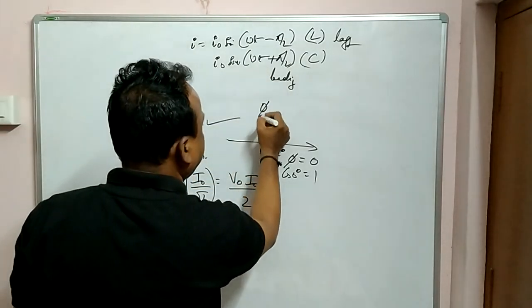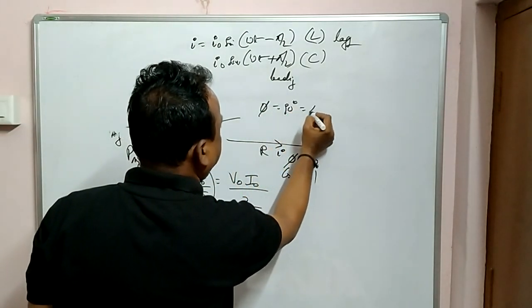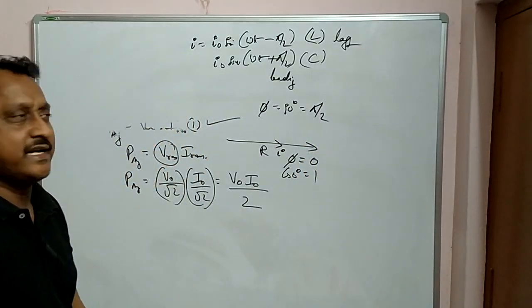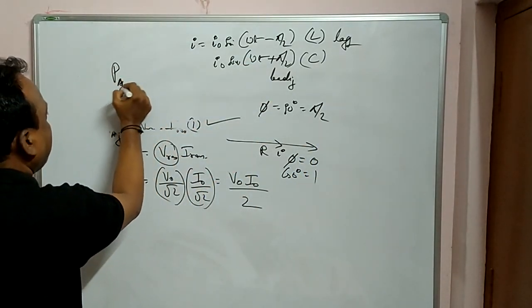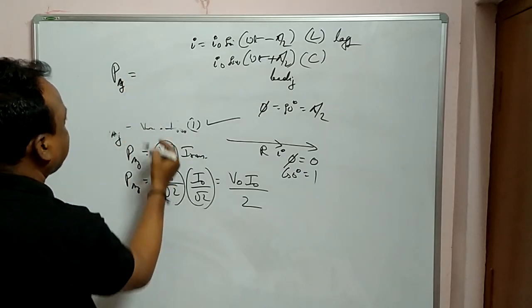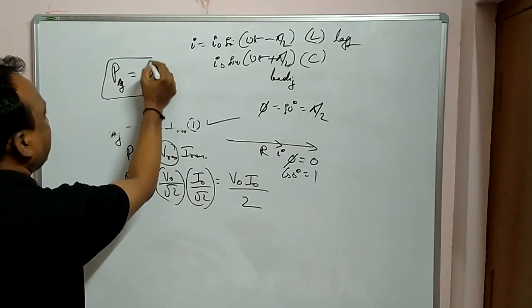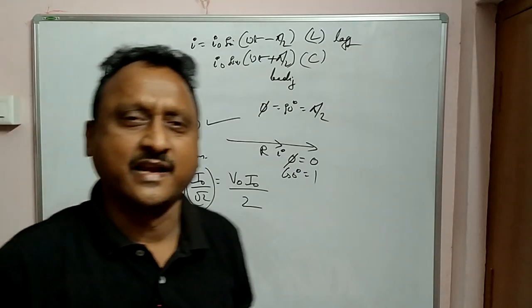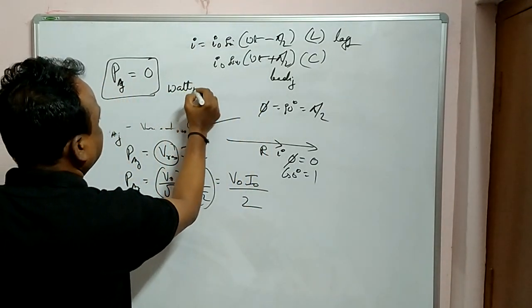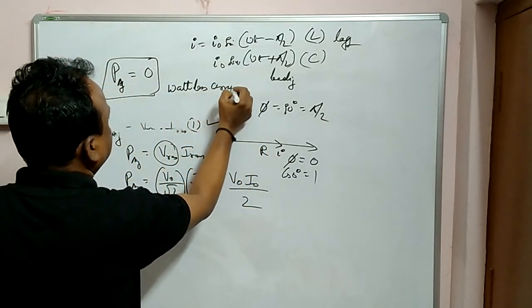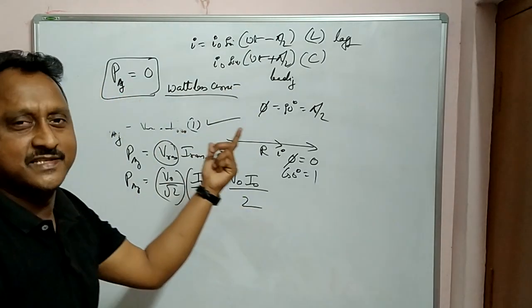Phi is equal to how much? 90 degrees or pi by 2. So what is cos 90? 0. If you put the value here, what is average power? Average power becomes 0 into this thing. 0. This is also called wattless current. No power is consumed. Power is 0.